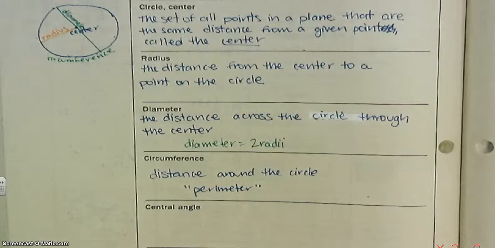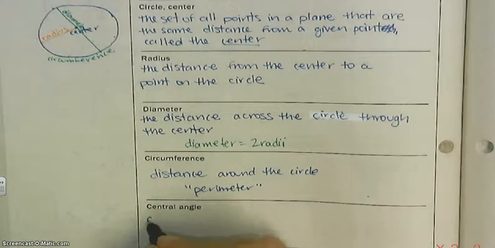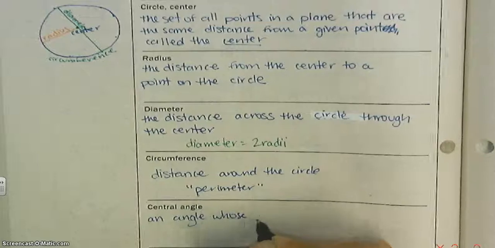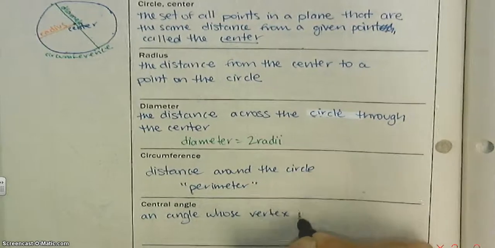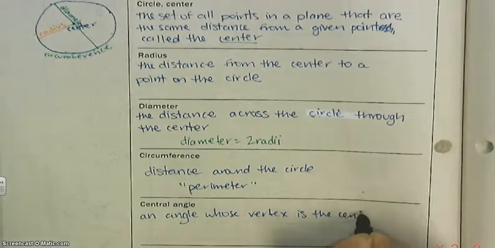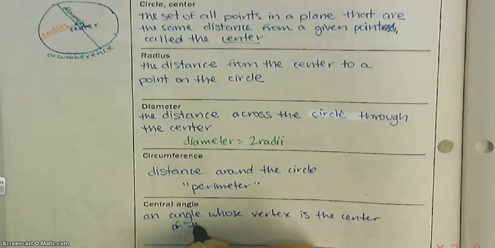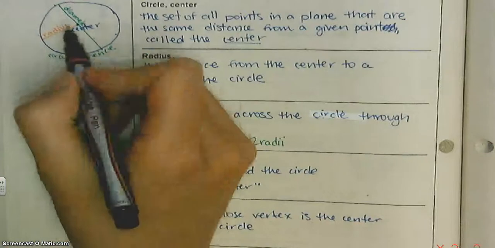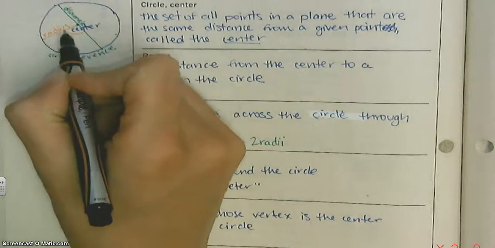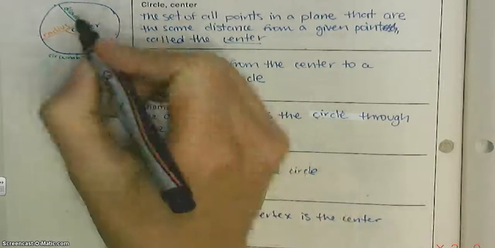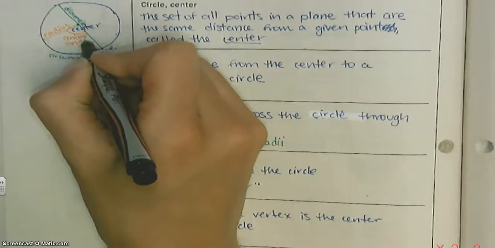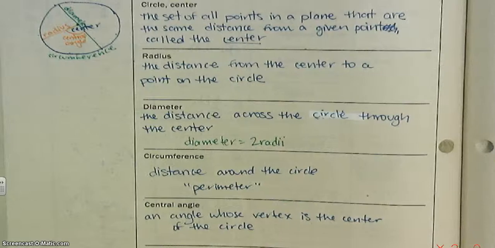A central angle is an angle whose vertex is the center of the circle. So for example, this angle right here, you see this angle? That would be a central angle, because the vertex, the elbow of the angle, is right there on the center of the circle.